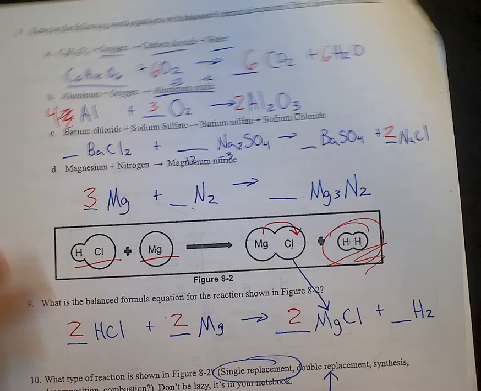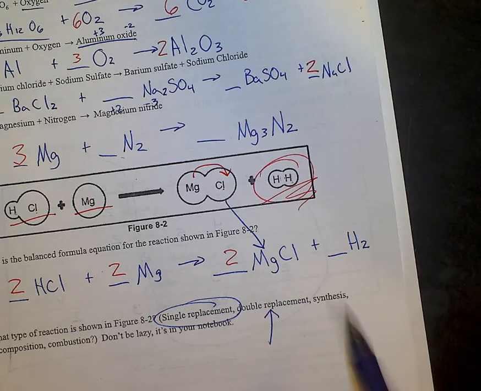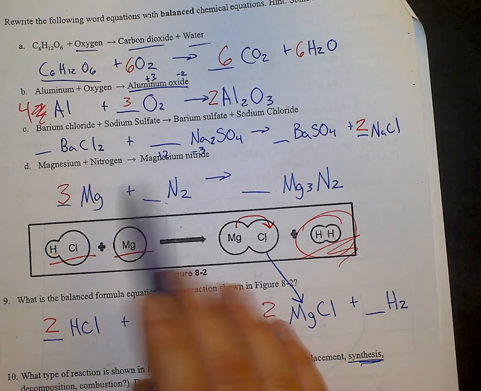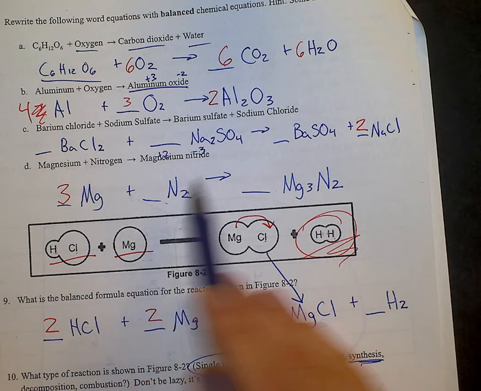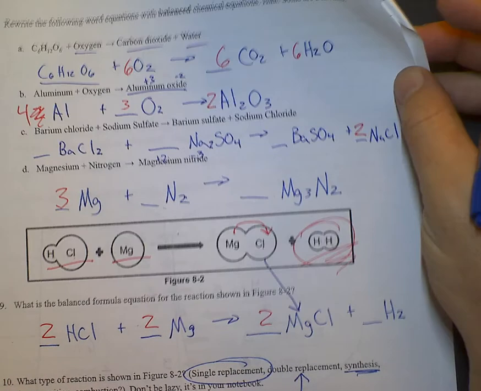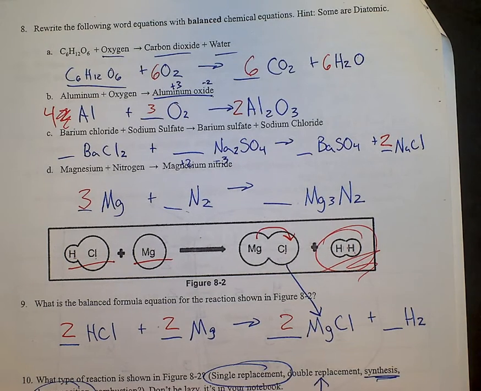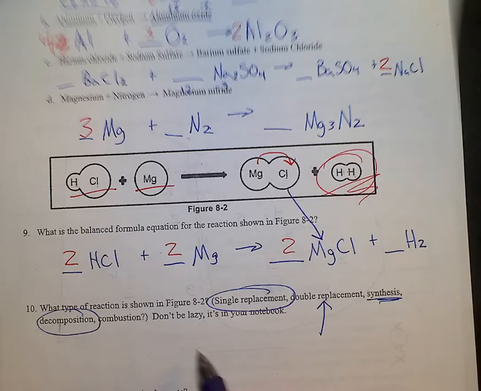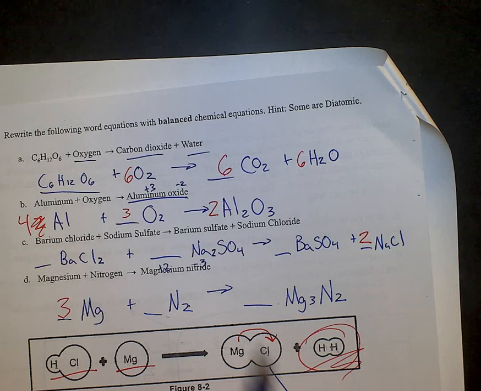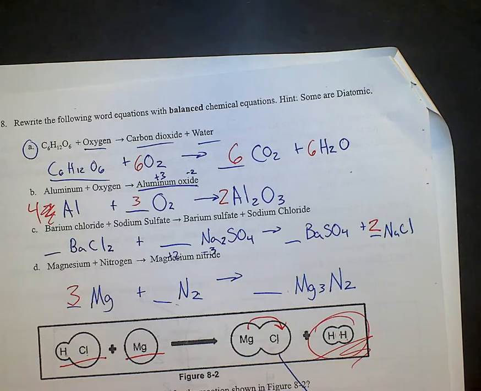If we're looking for synthesis, synthesis means we're going to have things that are by themselves that we can place together, like in D. Magnesium and nitrogen are by themselves, and we make magnesium nitride. If we're looking for decomposition, we'll have one substance that breaks down into several other things. If we're looking for combustion, we always add oxygen, okay? And we end up always making CO2 gas and water. So equation A would be an example of a decomp.